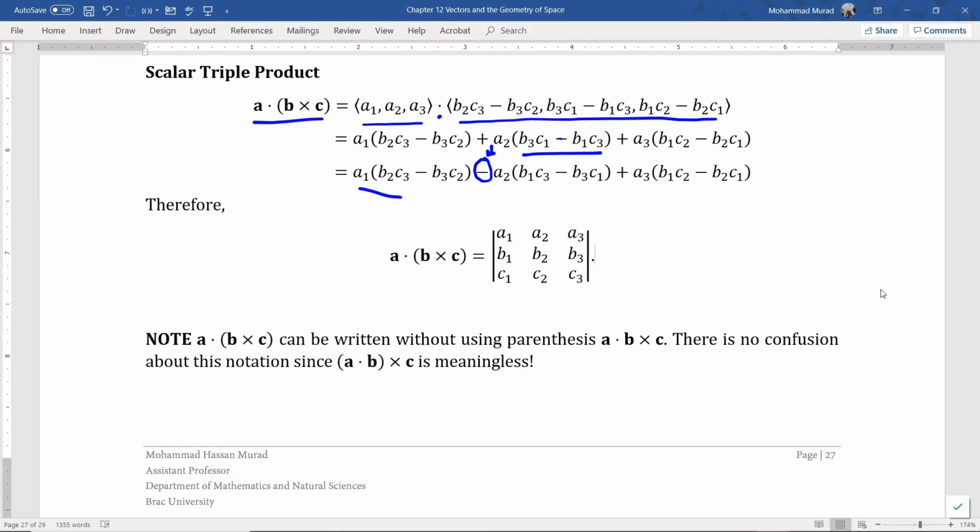This expression can simply be put into this determinant. So the scalar triple product can be written in terms of a determinant whose first row contains the components of the first vector, the second row contains the components of the second vector, and the third row contains the components of the third vector. A simple formula.